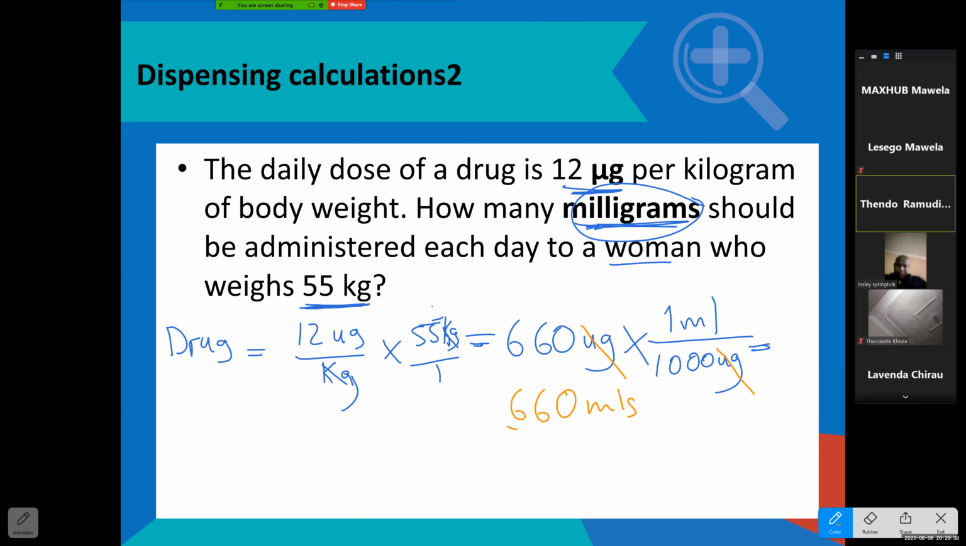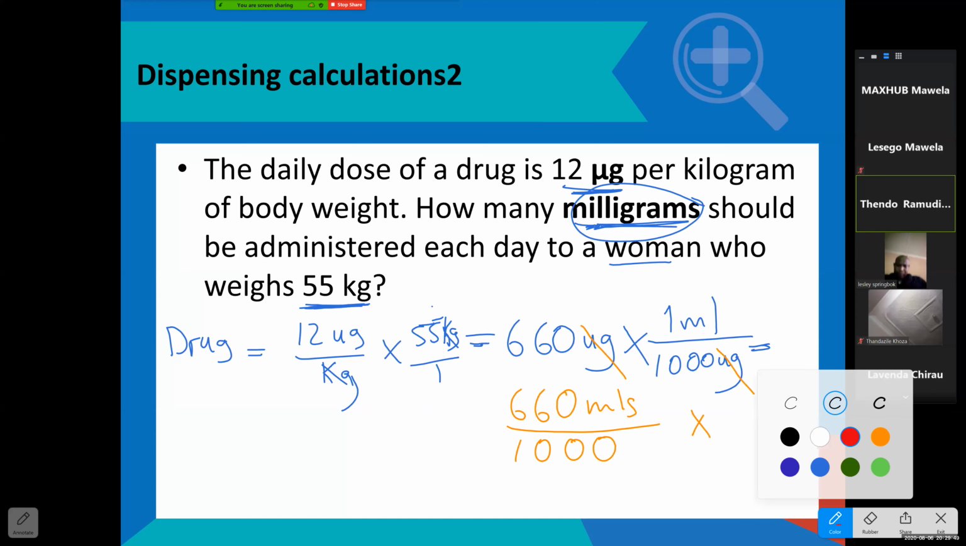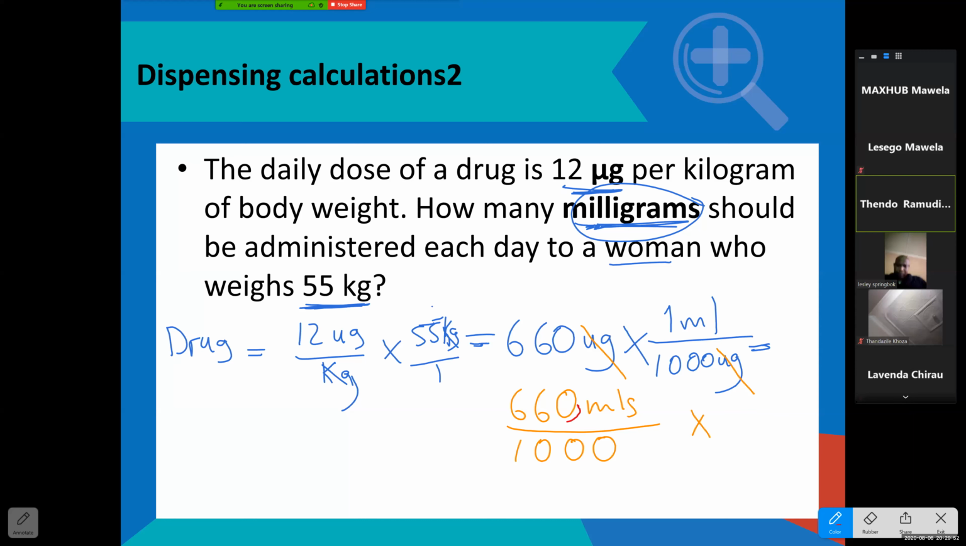It's 660 milligrams now because we are multiplying 660 by 1, but then you divide by 1,000, right? So what is the answer? You know how to divide. Say 0 number 1, 0 number 2, 0 number 3. So what is the answer? If you take your calculator, you say 660 divided by 1,000, it will give you 0.66.